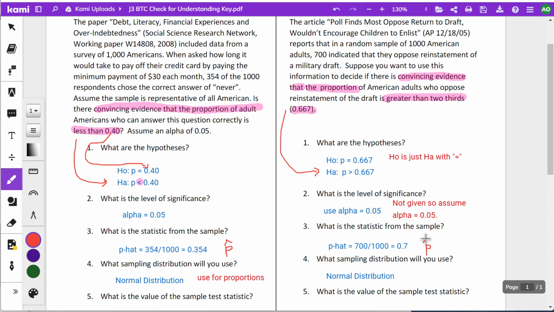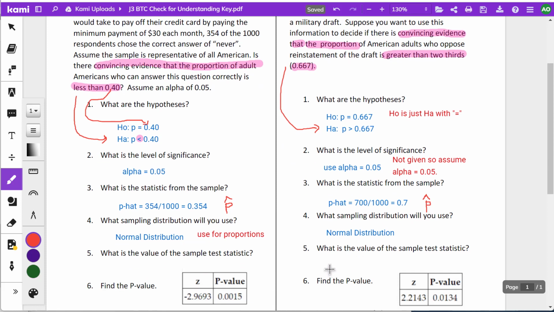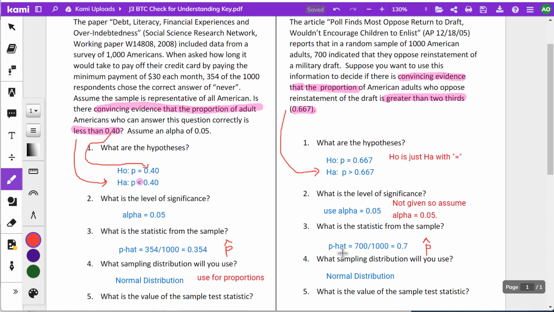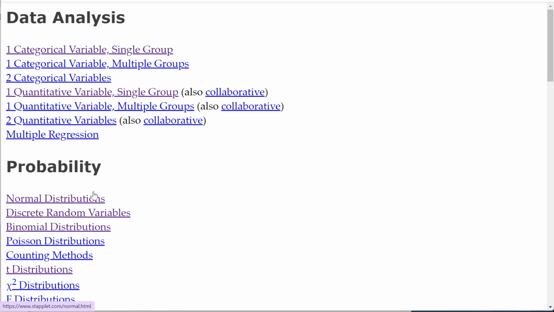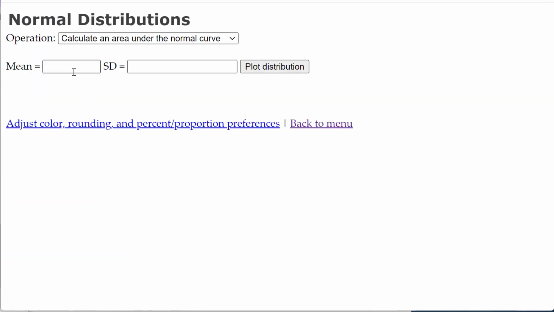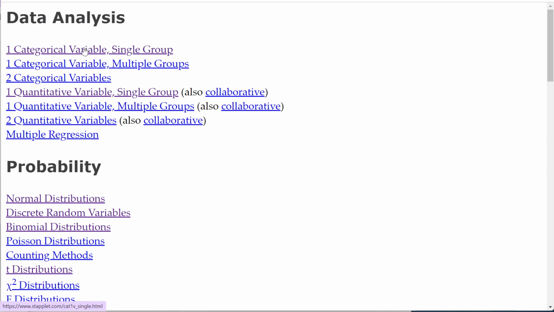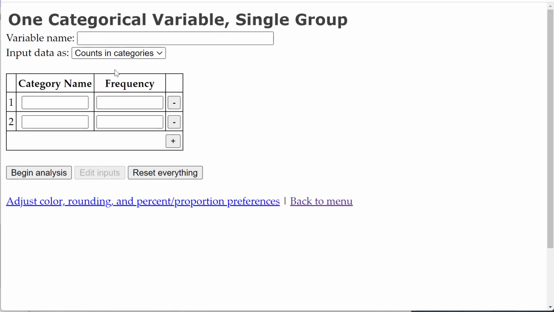So there are a couple ways to write p hat. That's one of them. That's another. All right. And what sampling distribution are we going to use? The normal distribution. All right. Now you're probably going, well, that means I need to go to the Stapplet and use the normal distribution. The problem is, to do that, you have to have the mean and the standard deviation. We have a better way to do it, and that's with one categorical variable, single group.